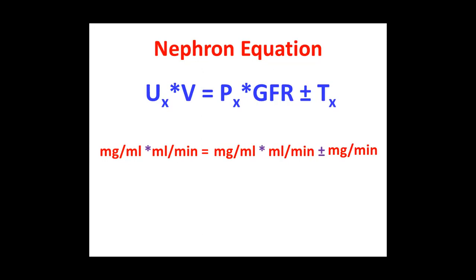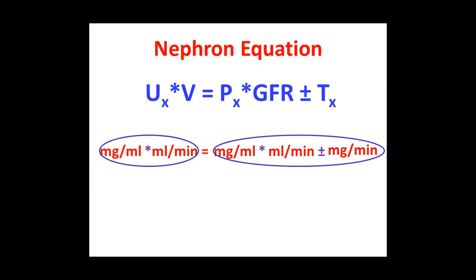Right? So this is the unitary aspect. If you just simplify it, this portion and this portion, both of them will give rise to milligram per minute. So this is milligram per minute equal to milligram per minute. So this is a unit aspect.